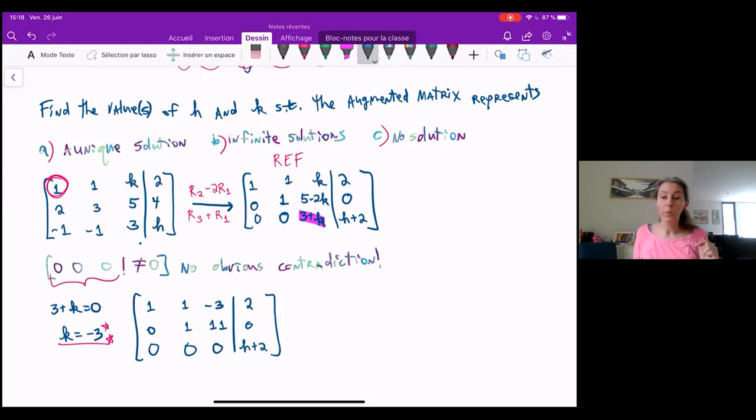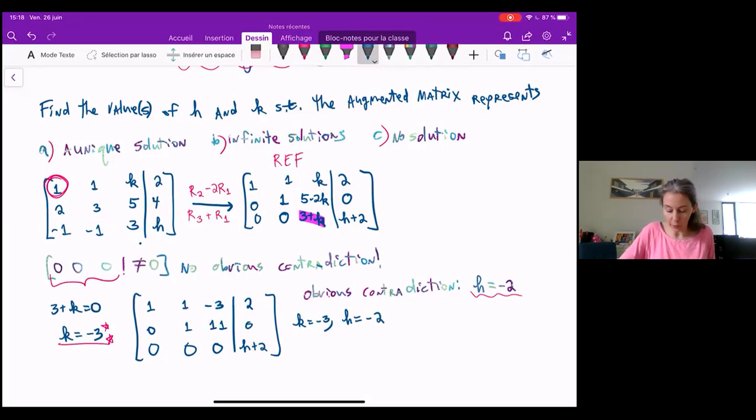Well, now check it out. We do have that 0, 0, 0 thing that could give us an obvious contradiction. So here we have an obvious contradiction when H is not equal to negative 2. So if K equals negative 3 and H is not equal to negative 2, that's where the contradiction comes from, then we have no solution.